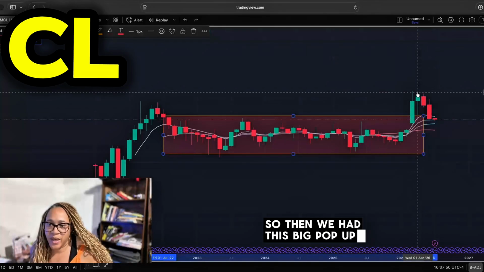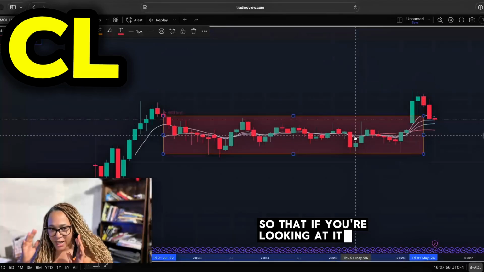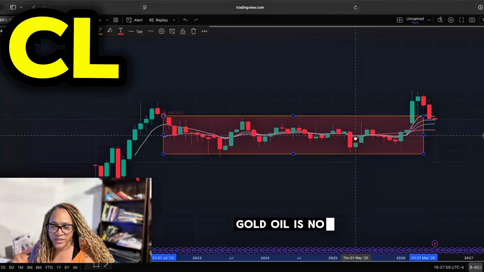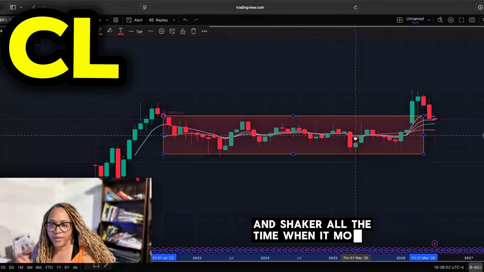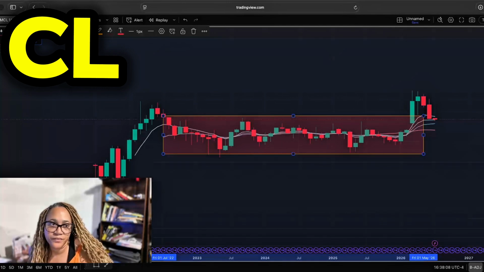So then we had this big pop up. It's because we had the whole situation overseas. So if you're looking at the time frame, gold oil is not something that is a mover and shaker all the time. When it moves, it moves. But for the most part, I feel like it's a neutral consolidating instrument.